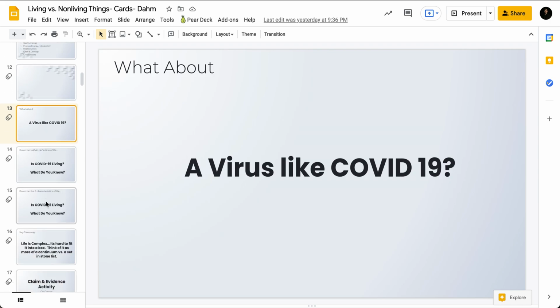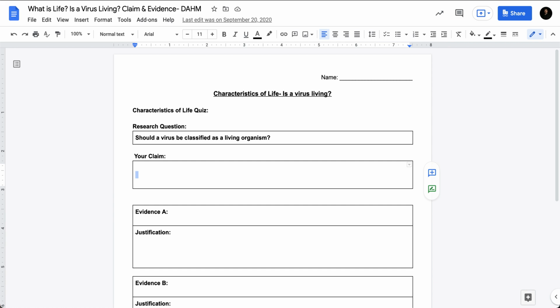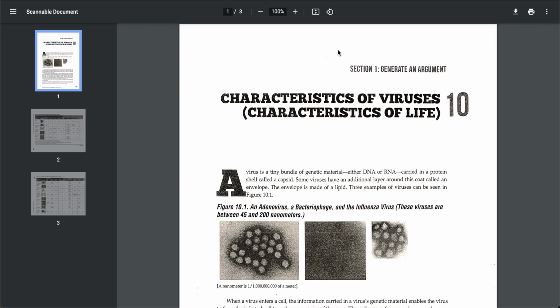So what I want you to do on Canvas, there is a doc that looks like, sorry, let me make sure I get it right. So there's an article that looks like this.